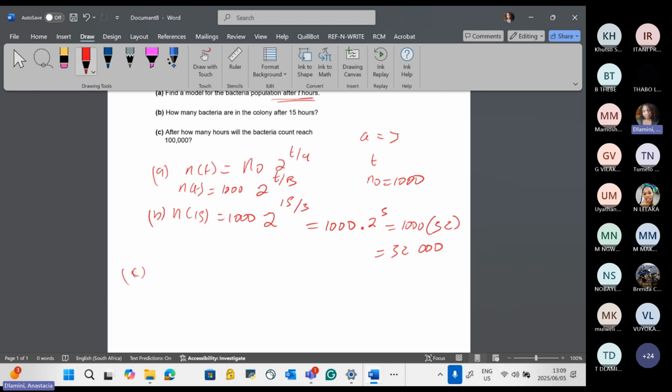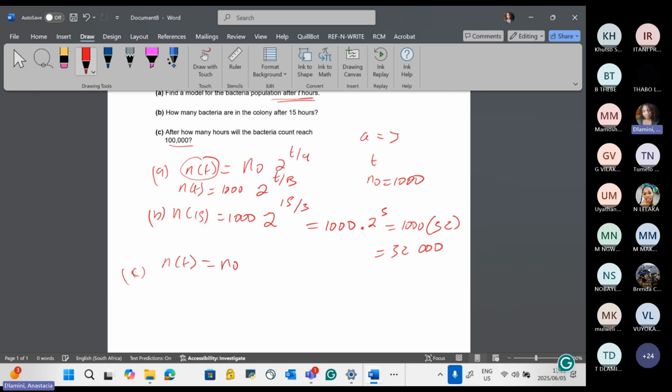How many hours will the bacteria count reach? A is given, so we are finding N(t). No, sorry, we are finding t because N is given, right? N is the number of bacteria, N(t) is the number of bacteria that you get after t. So then we'll say N(t) is equal to N0 e^t.